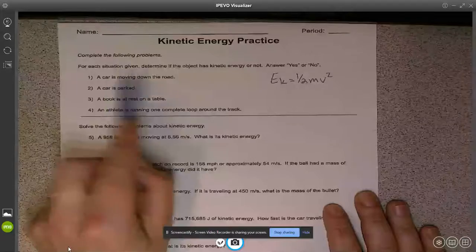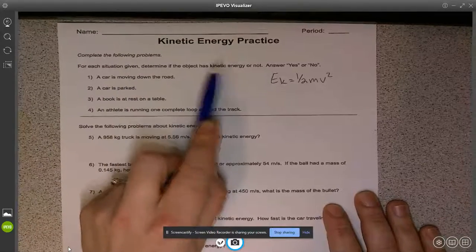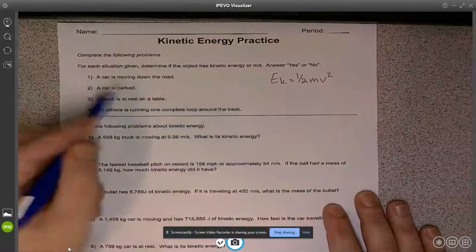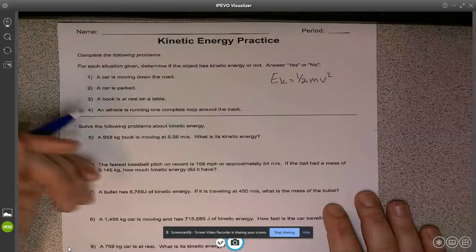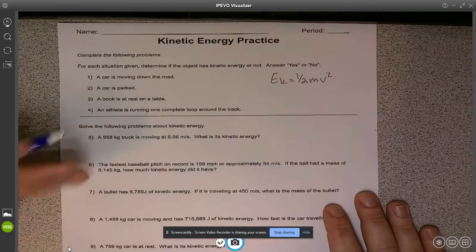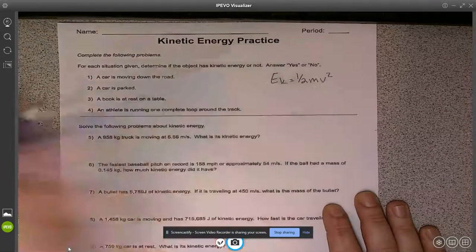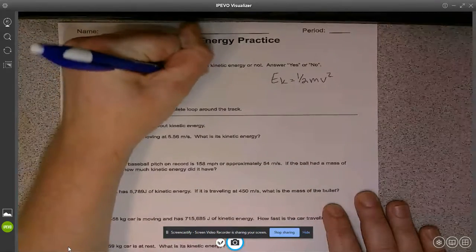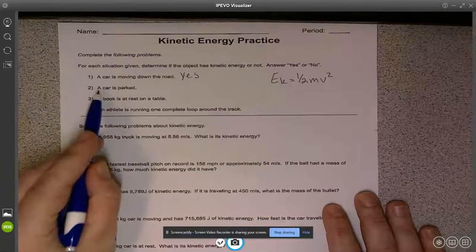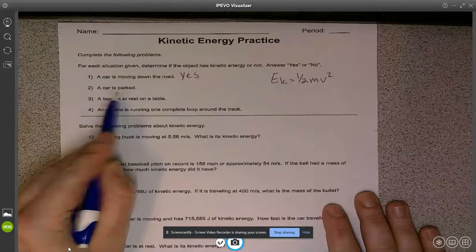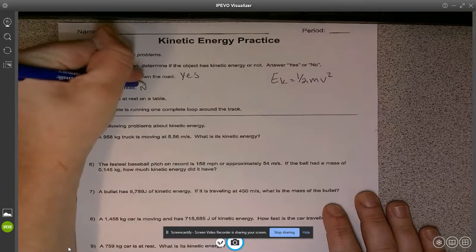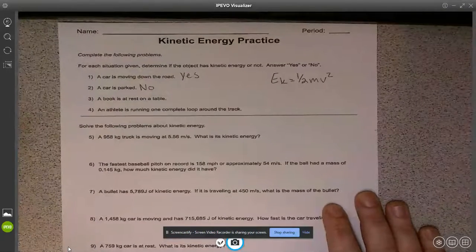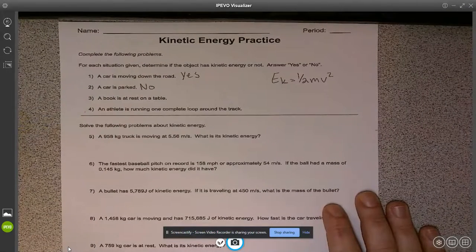So we're going to go over a couple of these. It's going to be, hey, is there kinetic energy in this example, yes or no? So is a car moving down the road? If the car is in motion, that means it's covering some distance over some amount of time, which means velocity is being used. So yes, there is kinetic energy. A car is parked. If a car is parked, that means it's not moving, so there's no motion, which means there's no velocity. So there is no kinetic energy. And then I will let you answer these last two on your own.